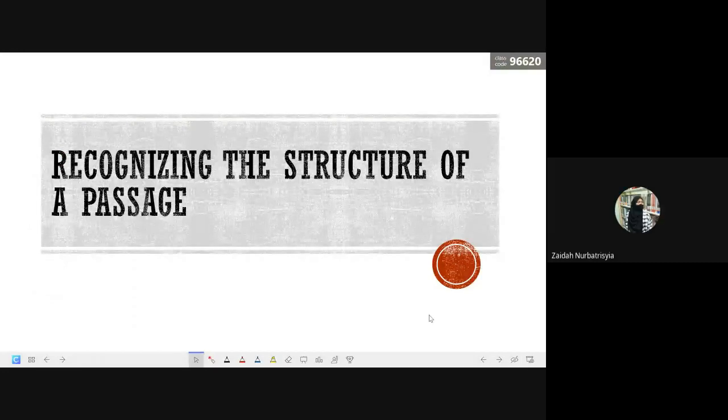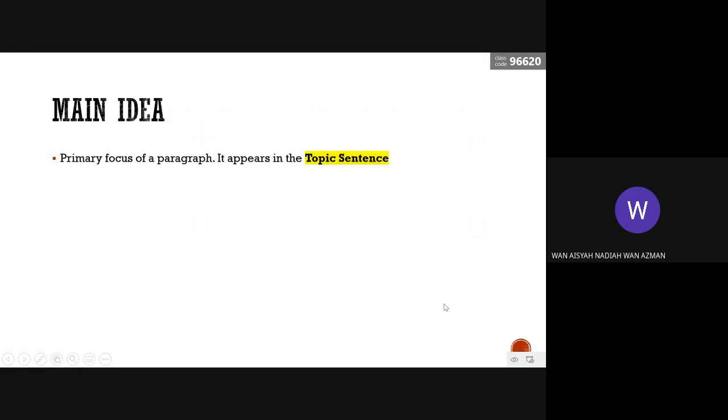Yes, Miss. All right. So recognizing the structure of a passage. For this topic, it is more like a revision, something that you have known and we have talked about the previous week. So main idea is the primary focus of a paragraph. The main idea must appear in the topic sentence. In the topic sentence, we can find out what the main ideas are.